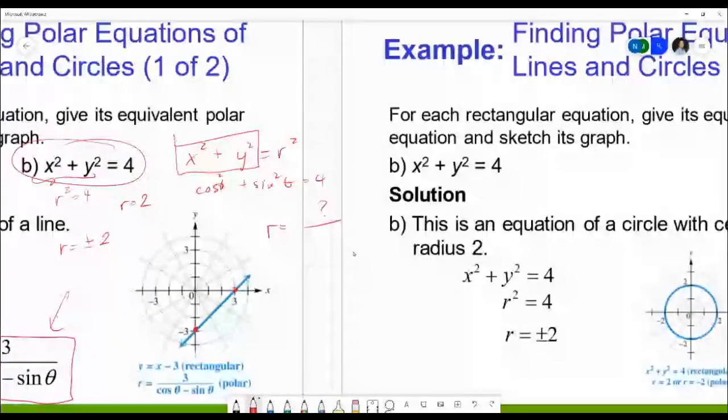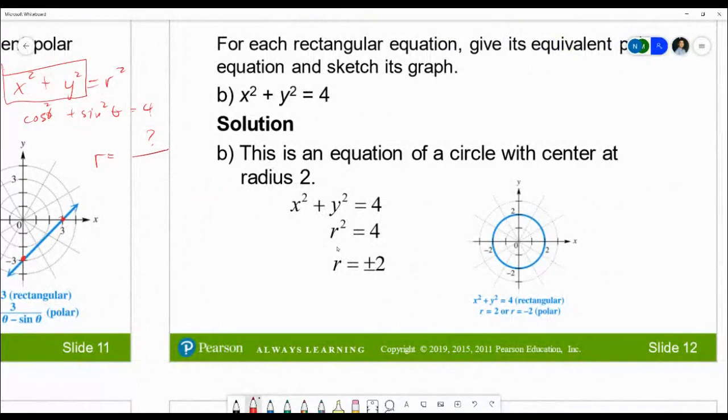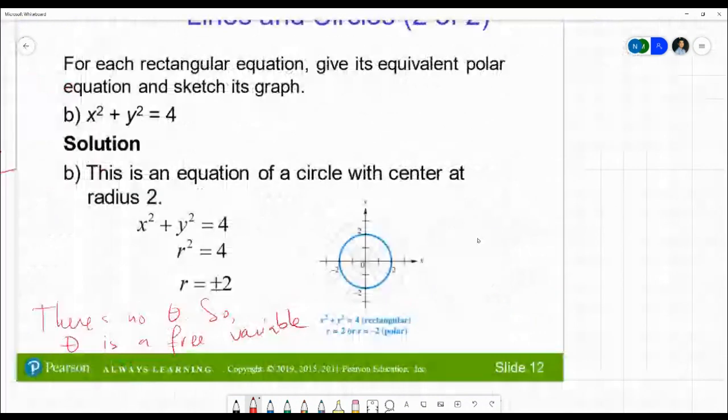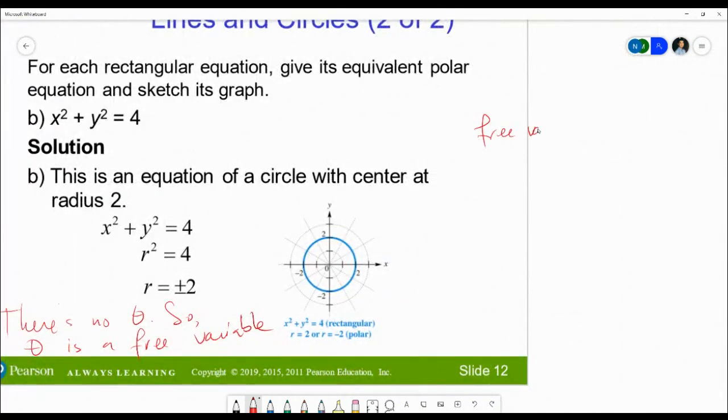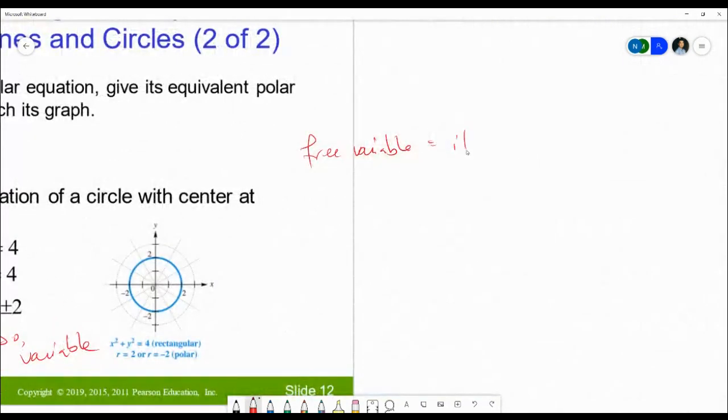Now you notice in this equation, there is no theta. So theta is a free variable. What does it mean by a free variable? A free variable means there is no restriction for what theta can be. So basically from 0 to 360.